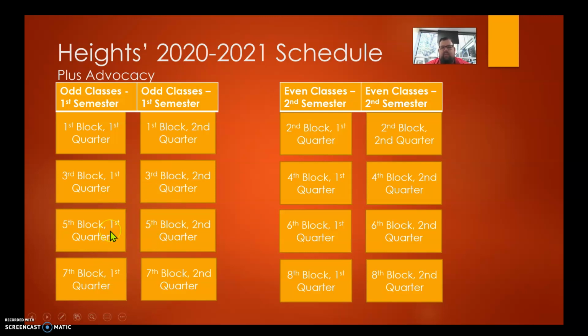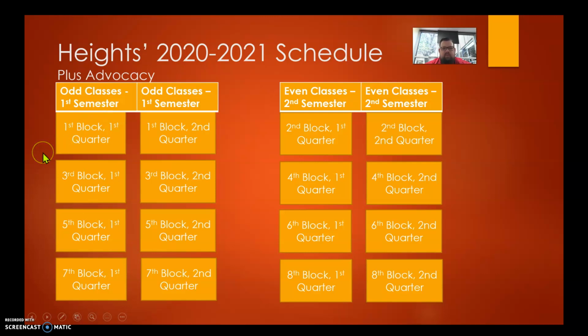Now we do have some electives. Most of the electives I teach are 1 semester electives. So a 1 semester elective is now a 1 quarter elective. And so there might be a chance that your student might have sociology with me 7th block first quarter. And then second quarter they might have financial literacy or World of Children or some other elective that they've selected. What's really important to note is your student is only going to have 4 classes.